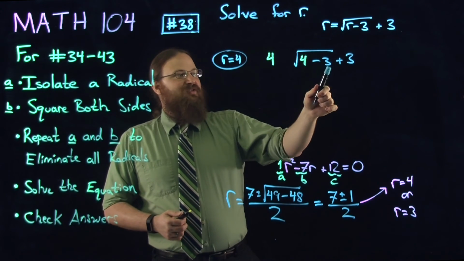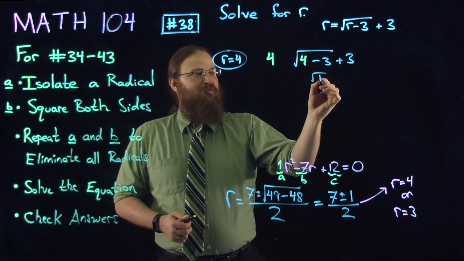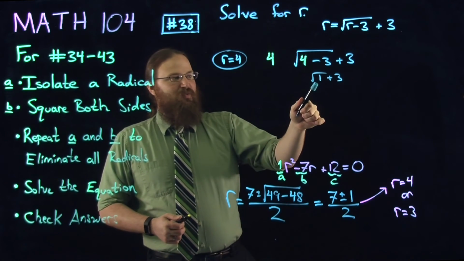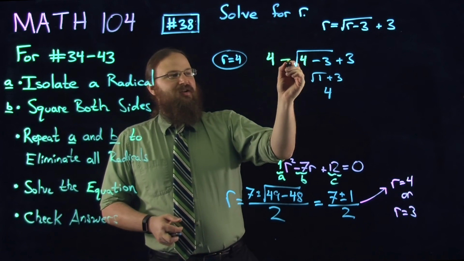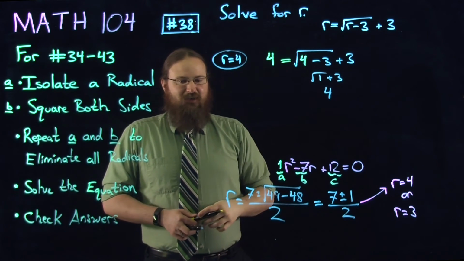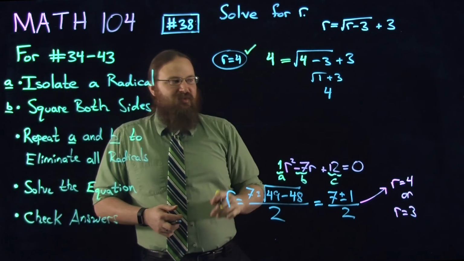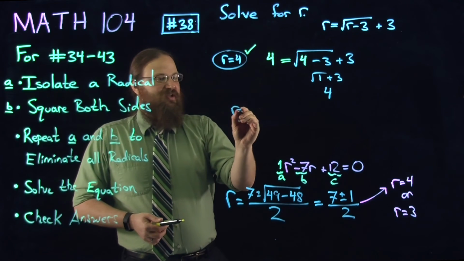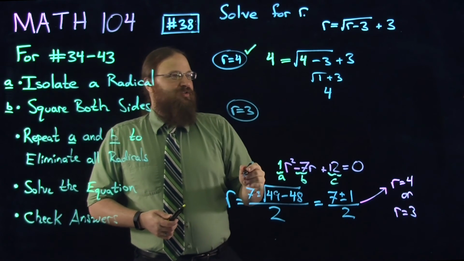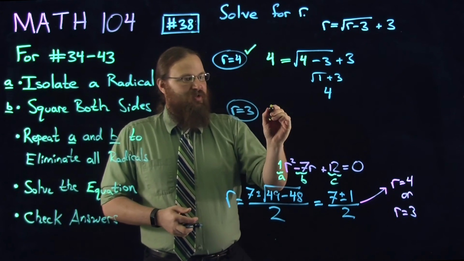4 minus 3 is 1, so we've got the square root of 1 plus 3. Square root of 1 is 1, so what do we have? This is actually 4. So what we see is that the equation is satisfied. 4 is a solution. Let's do the same for 3, double check. So r equals 3, is this a solution? We'll plug this in. Instead of r, we now have 3.